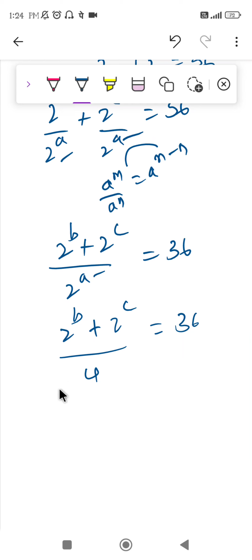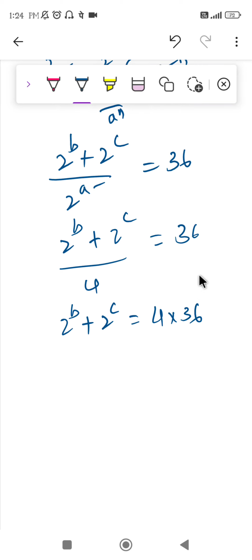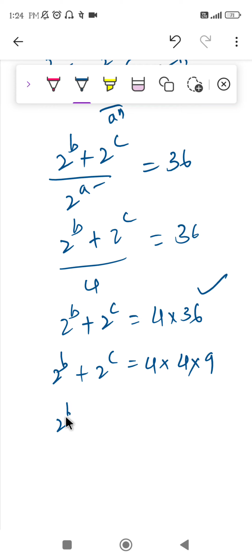And now we can write this further: 2 to the power of b plus 2 to the power of c is equal to, so here if I take the 4 to this side, then it will be 4 into 36. And 36 we can write as 4 nines are 36. So 2 to the power of b plus 2 to the power of c is equal to 4 into 4 nines is 36. And then we can write 2 to the power of b plus 2 to the power of c is equal to 4 into 4, which we can write as 4 square into 9.